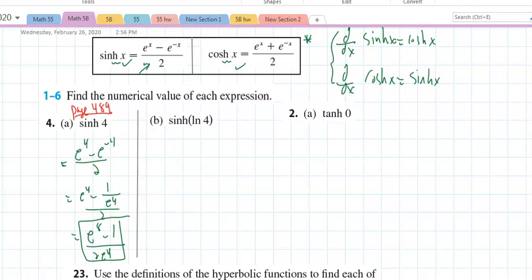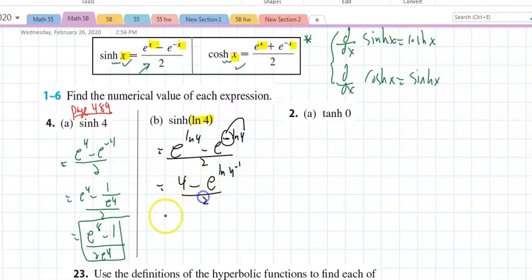If I take the hyperbolic sine of natural log of 4, well, keep in mind, these are the only things that vary. And there it is. That is e to the natural log of 4 minus e to the negative natural log of 4 divided by 2. That is 4 minus, make that a power. Wouldn't that be e to the natural log of 4 to the negative 1 over 2? That is 4 minus 1/4 over 2. Again, a complex fraction. 16 minus 1 over 8. That is 15 over 8. And that's how you evaluate those.